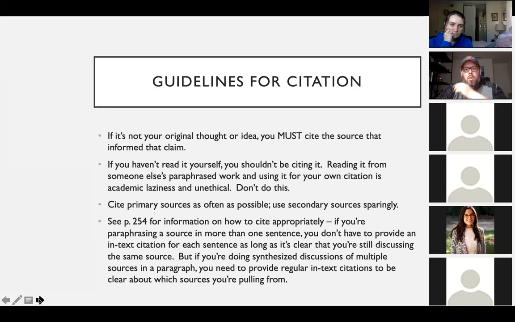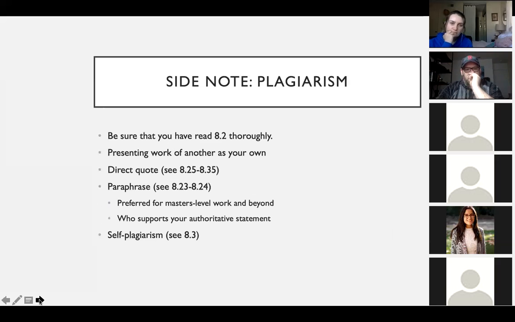Now, at the same time, in a lot of your classes, we want, as faculty, for you to synthesize across multiple sources and talk about how they sort of fit together. So if that is the case, then you will need to give regular in-text citations, parenthetical citations at the end of your sentence about which sources you're pulling from. And so you can't just put it once at the end of a paragraph and say, okay, I cited. That's probably generally not going to work, and it's not going to be enough in terms of helping us understand what you're pulling from and where each of these ideas is coming from.